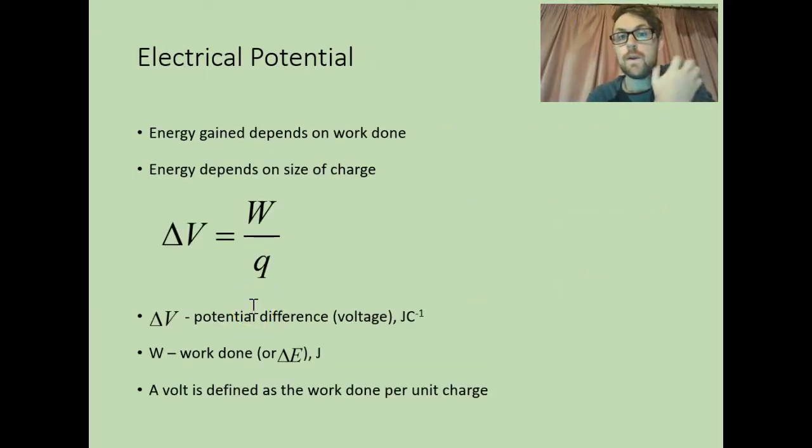So we're going to introduce a new term now, and we have learned already that the energy of a charged particle depends on the work done to the particle. Okay, and it also depends on the size of the charge on the particle. So what we can do is divide those two and normalize it, and we get this term called the potential difference. And that is indicated here. So the potential difference is represented by this delta V term.